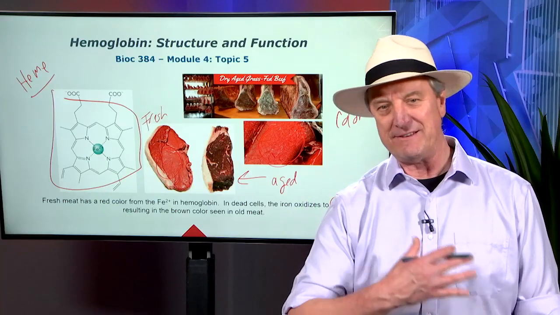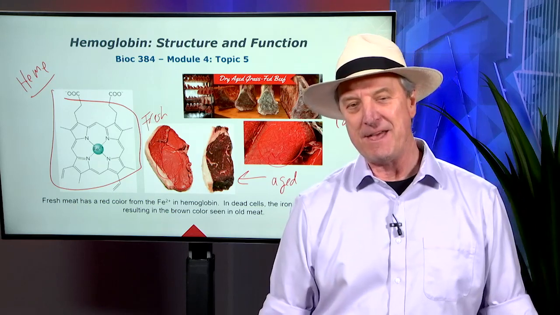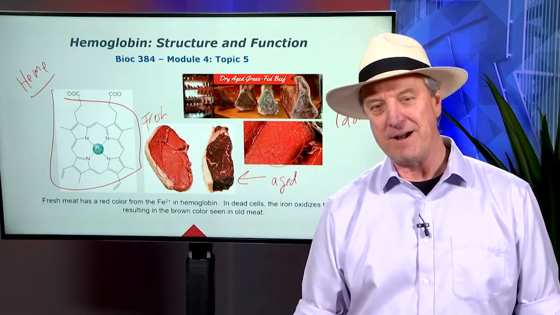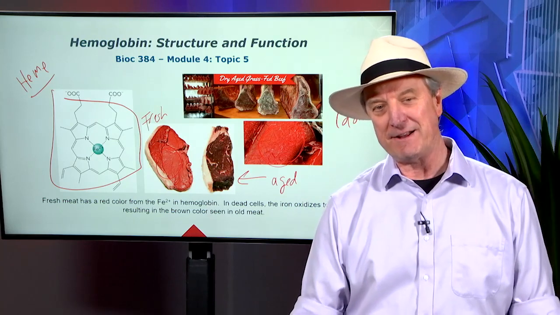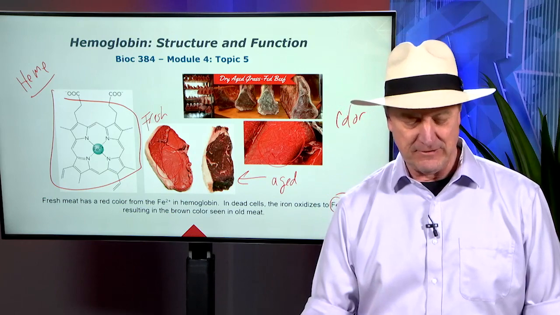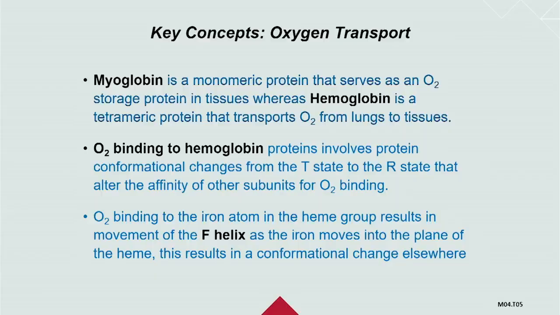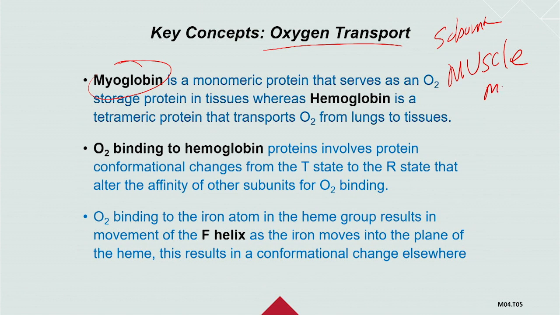So what is the protein doing? Hemoglobin, which is a tetramer, takes 4 molecules of O2. Myoglobin is in the muscle, and it just transports 1 molecule of O2 at a time. So let's go ahead and get started. We have 3 key concepts in oxygen transport. The first one is myoglobin, which is in the muscle, and myoglobin is a single subunit. So it's a monomer, and it only carries 1 O2 molecule at a time.